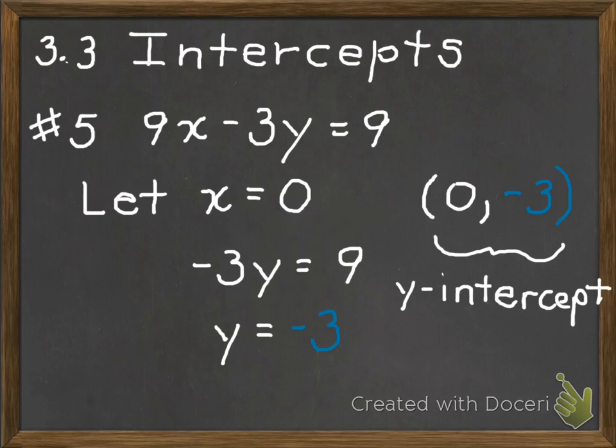Let's first find the y-intercept. To find the y-intercept, you let x equal 0. So if you let x equal 0, you see that the x term drops out of the equation because 0 times 9 is 0. So you're left with minus 3y equals 9. Now, to get the y-coordinate of the y-intercept, you simply solve for y. We get y equals minus 3. So the y-intercept is (0, -3).